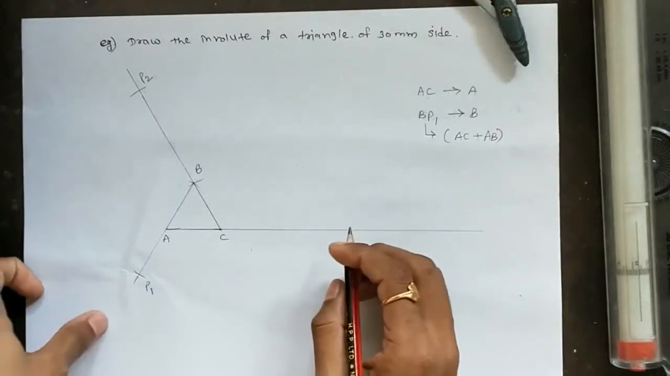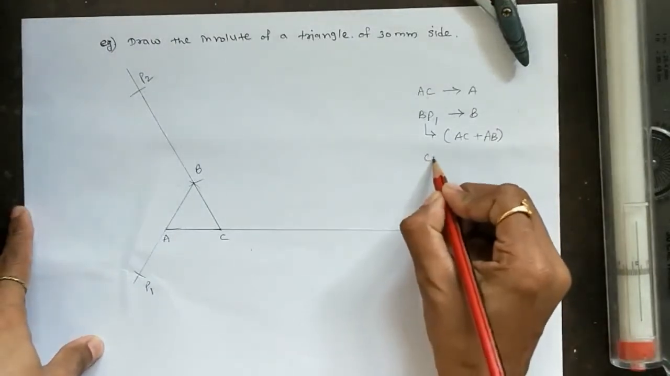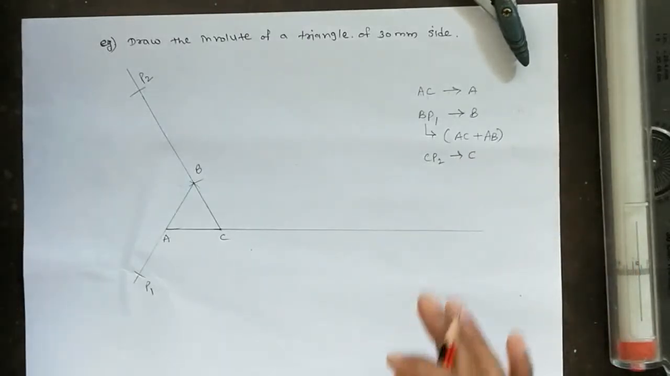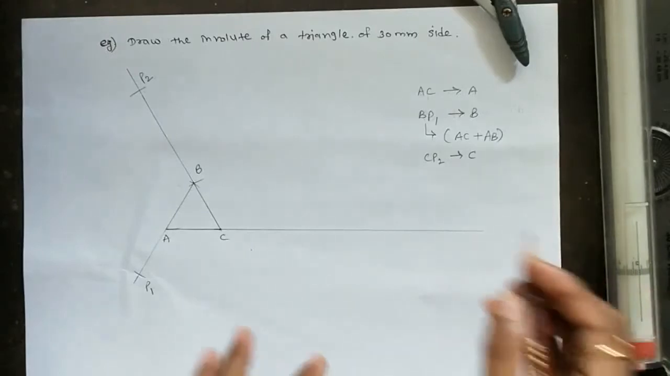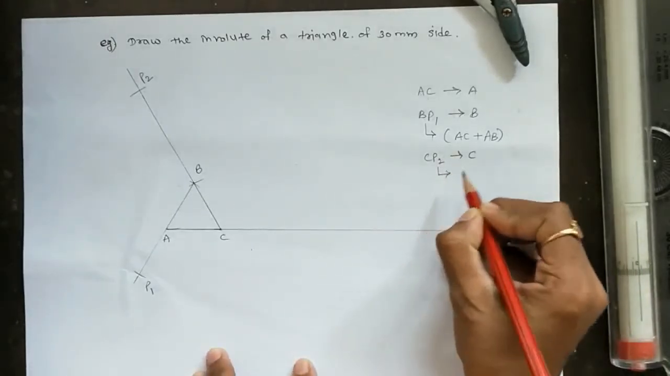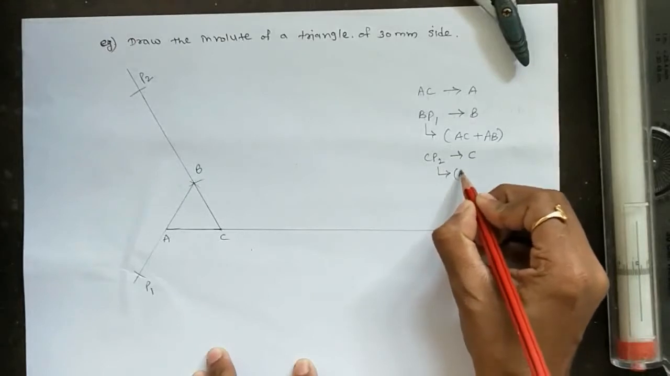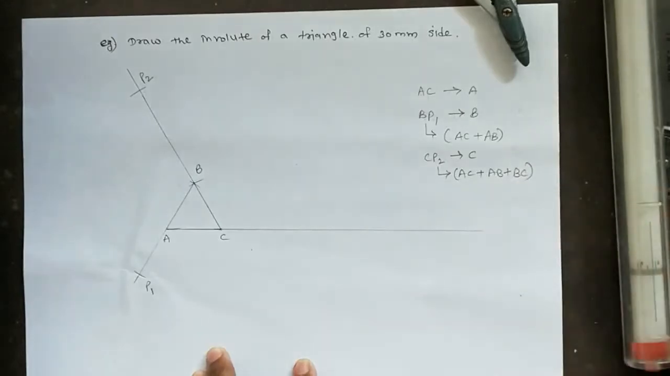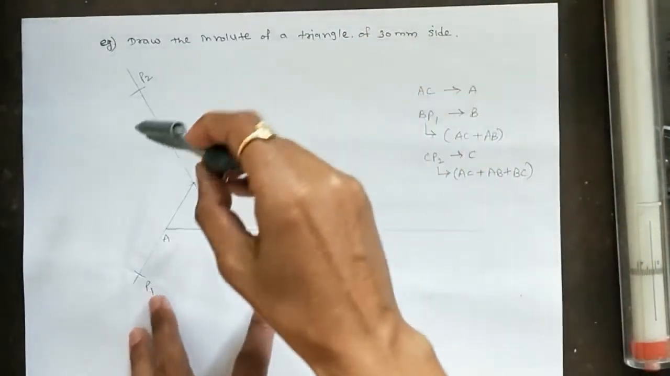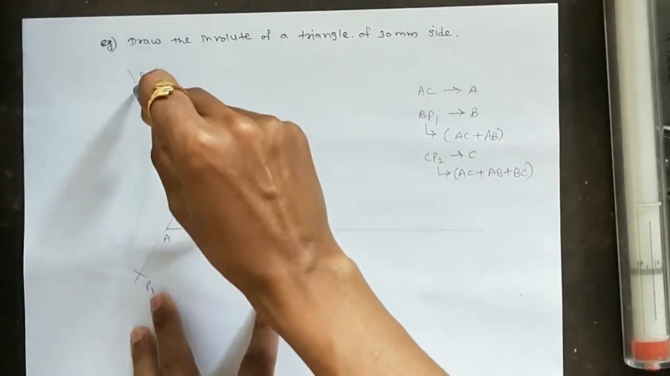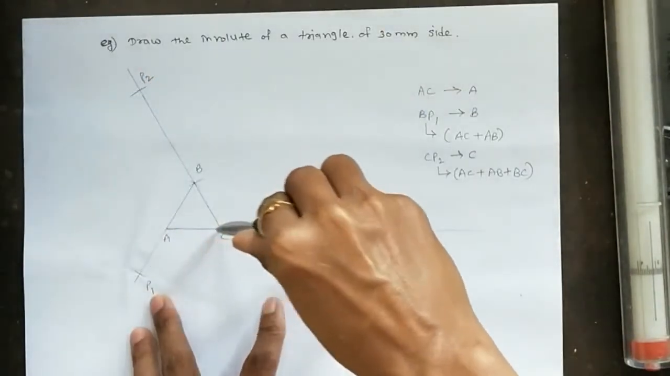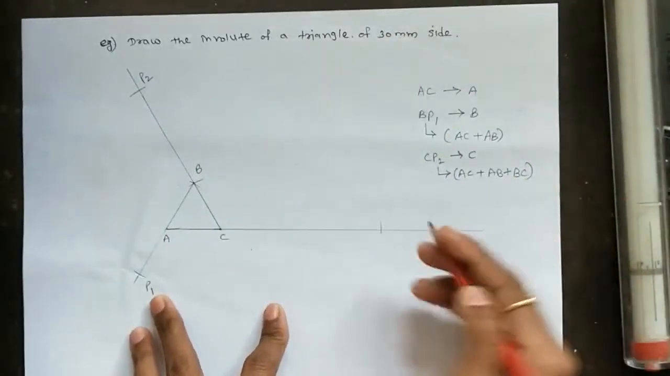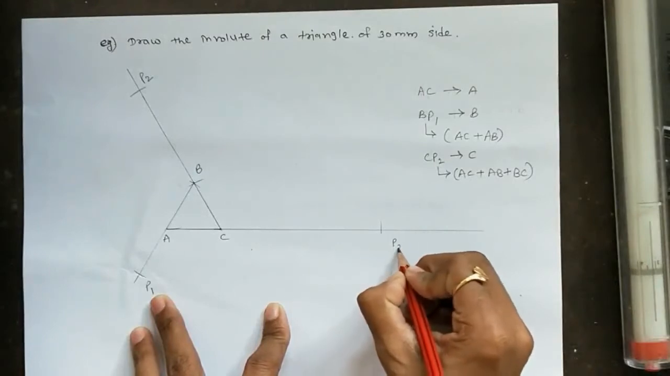Then take distance CP2 in compass and center point as point C. Now CP2 is the addition of three sides of a triangle, that is AC plus AB plus BC. So take CP2 distance and mark an arc on this side and give name to this point as point P3.